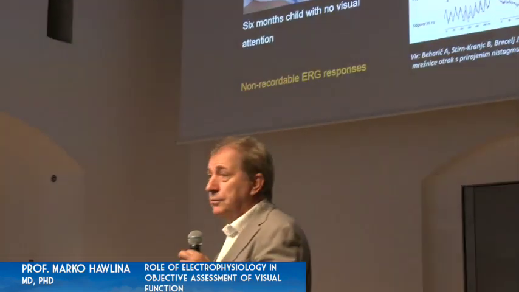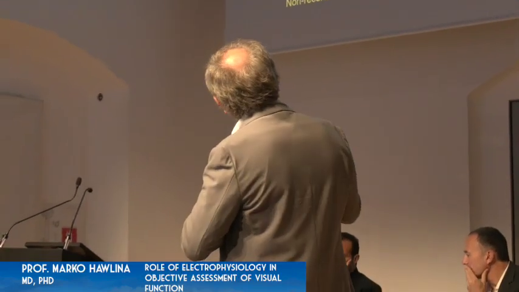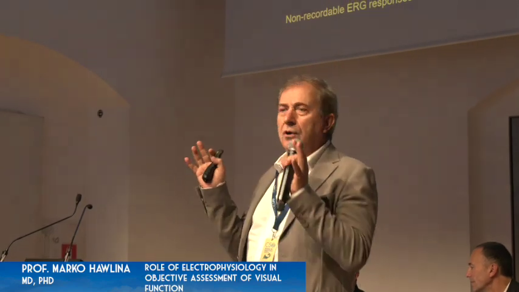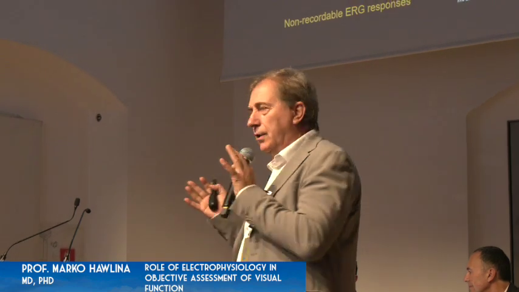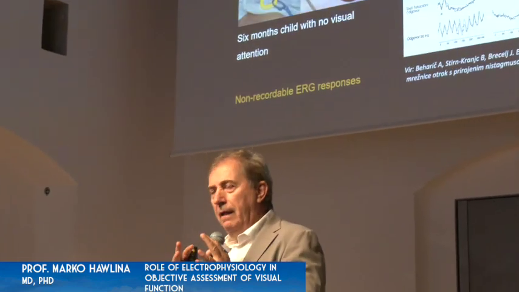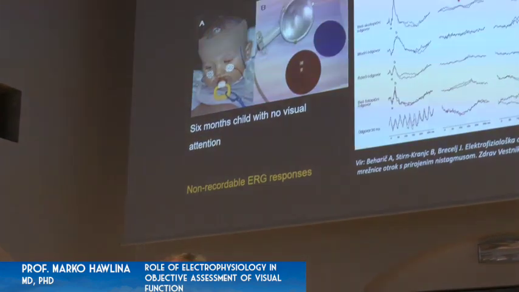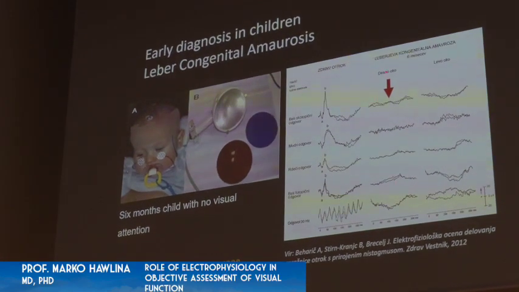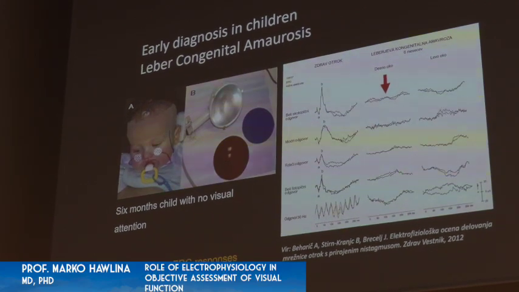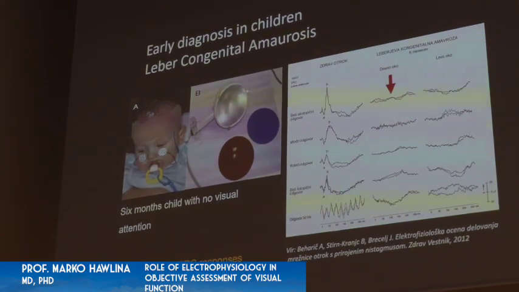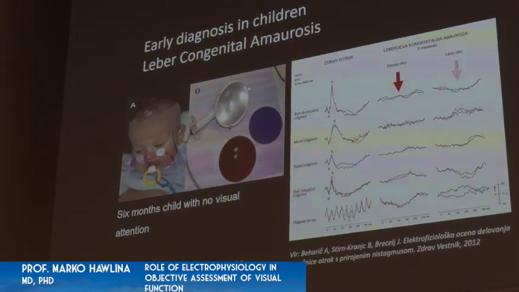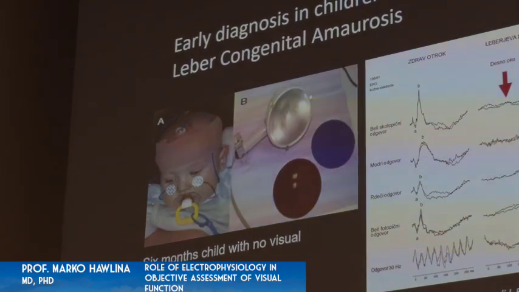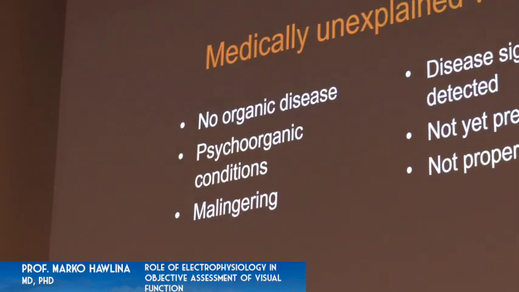So I showed you before for the children, for example, if they have nystagmus, and you don't know whether or not this nystagmus is organic, is it connected to retinal disease, or is it just idiopathic? Electrophysiology will tell you. And you see this child actually has no responses on either eye, so he has Leber congenital amaurosis. For children, we use this kind of skin electrodes, which are easy to tolerate.